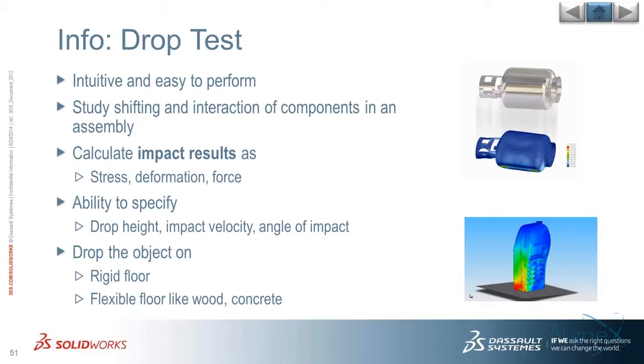And to set this up, we simply choose a drop height or an impact velocity. We can also do an angle of impact with the surface. We can drop the object on a rigid floor, or we can make the floor flexible so the floor can actually deform a little bit like wood or concrete. We can set up the stiffness of the ground to absorb some of that energy. And then lastly, you choose the impact time. So the time after impact, so it solves a certain number of frames after the impact, so you can actually see the results animated and the stress is calculated at each time step.